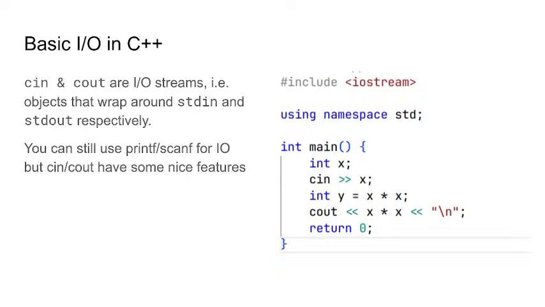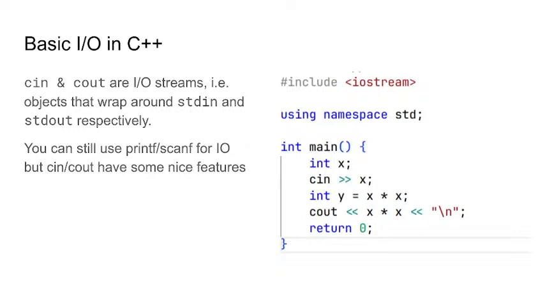So again, this is just some more C++ code. The cin and cout, these are streams, right? They're an alternative to printf and scanf. You can think of them like streams of data which you can read from or output to, and they wrap around stdin and stdout. You can still use printf and scanf because remember, all valid C code is still valid C++ code, but cout and cin have some really nice features.